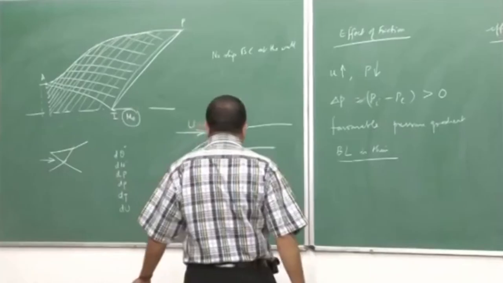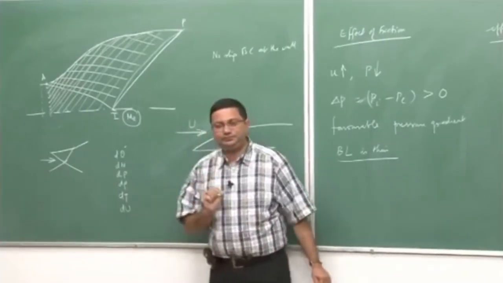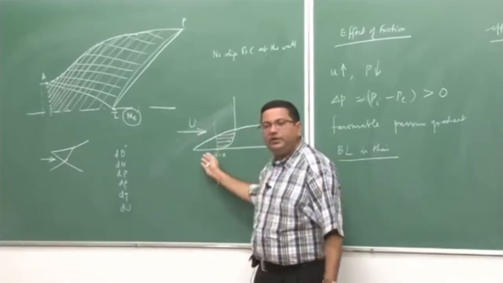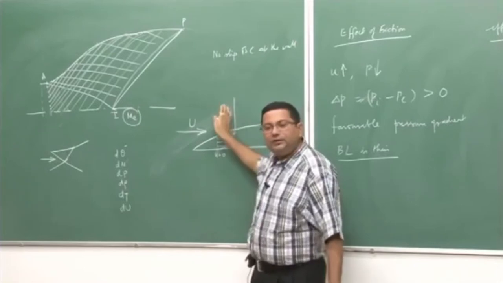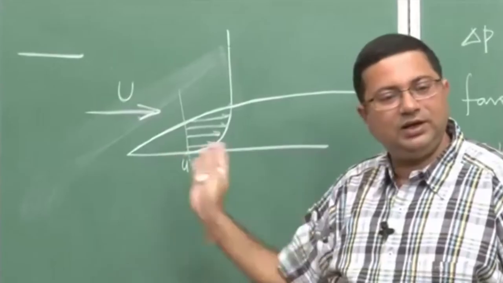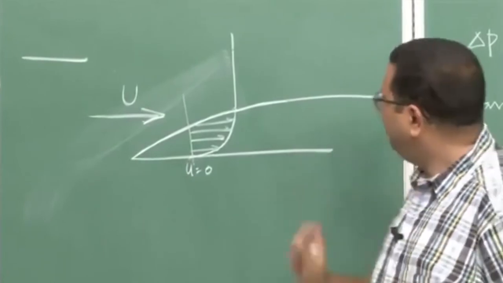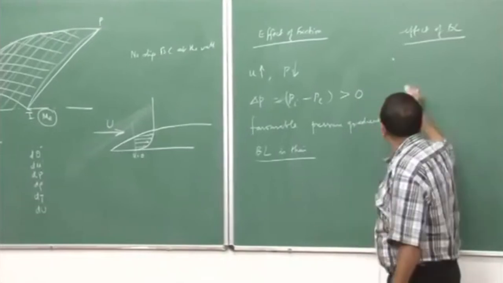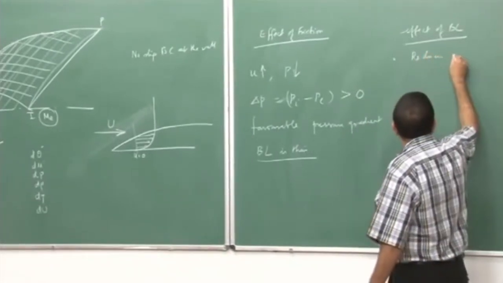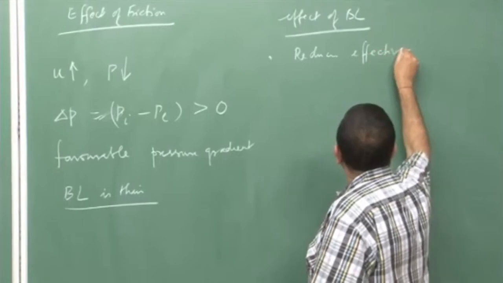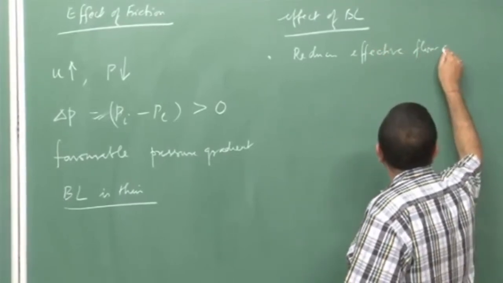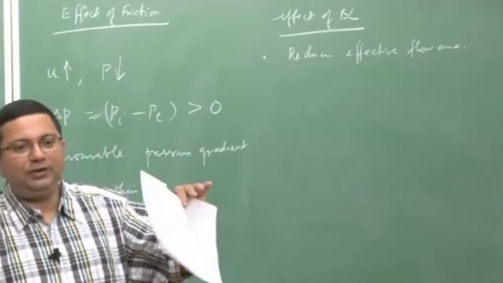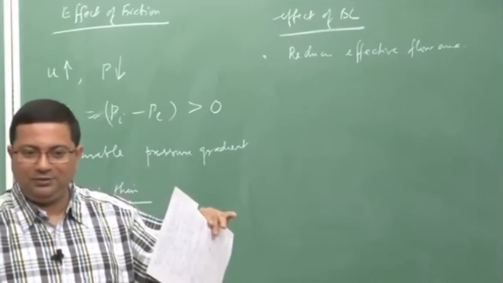First of all, what does this boundary layer do? We are saying that across this boundary layer, as you can see, the velocity is changing. Beyond this, we have a uniform flow, but across the boundary layer, the velocity is changing. So, now, effectively what this boundary layer does is that it reduces the effective flow area. That is, the area in which the flow is uniform is now reduced.